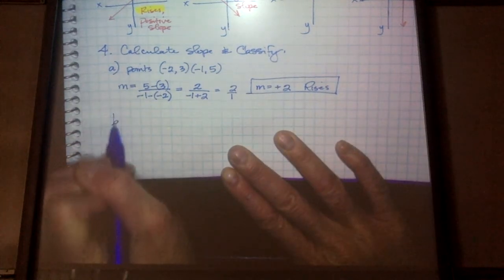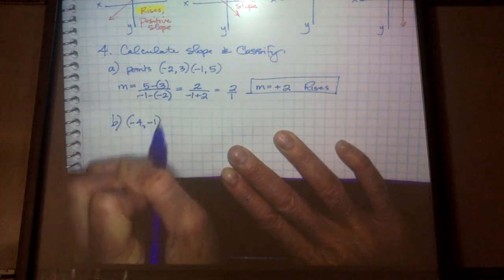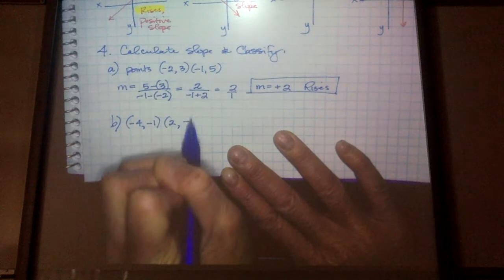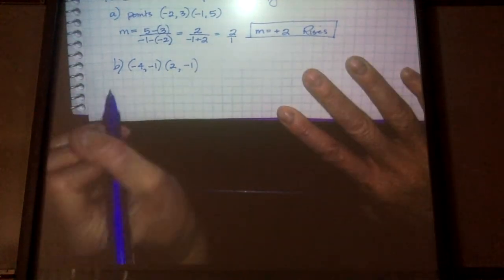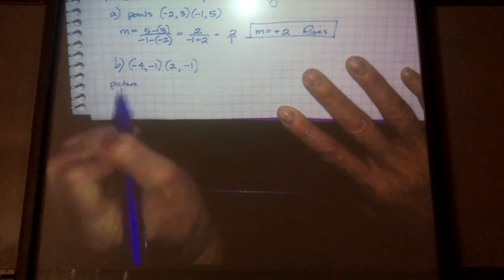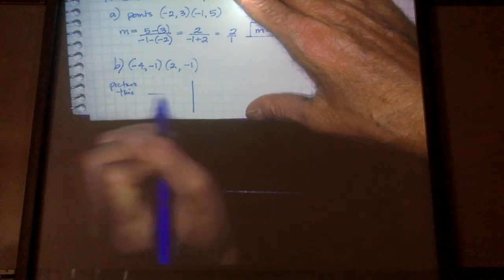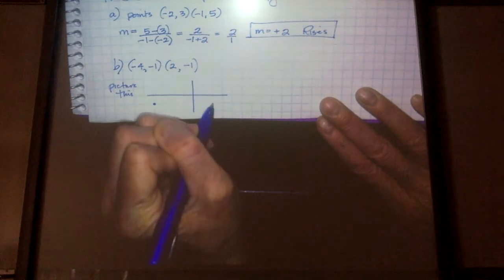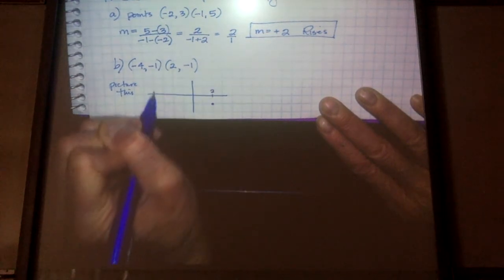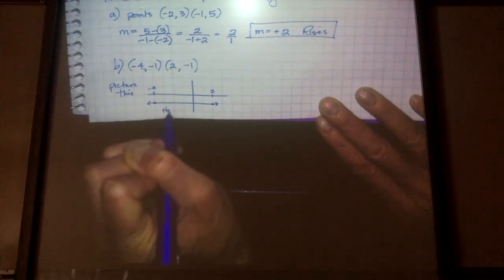Part B. My points are -4, -1 and 2, -1. Now, if you don't want to calculate slope, notice my y values are the same. So if you were to picture this, it would look like this. It'd be -4, -1, and 2, -1, right? This is 2. This is -4. So that is a horizontal line.